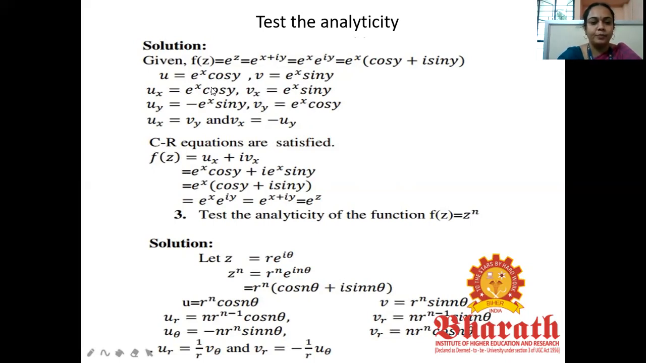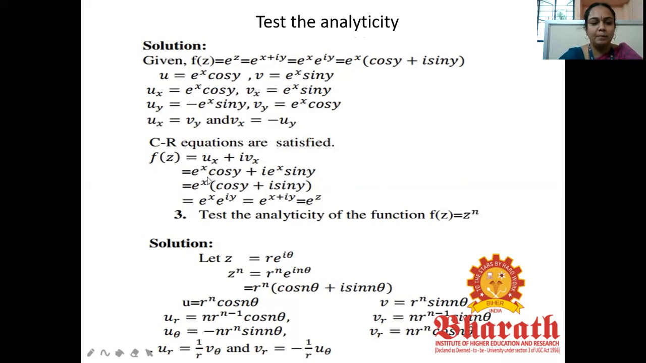Now we can compare ux and vy. Ux and vy are equal here. Similarly, uy is equal to minus vx, or vx is equal to minus uy. So the Cauchy-Riemann equations are satisfied. But we also have to construct the function f of z. We have to prove that f of z equals ux plus i vx.